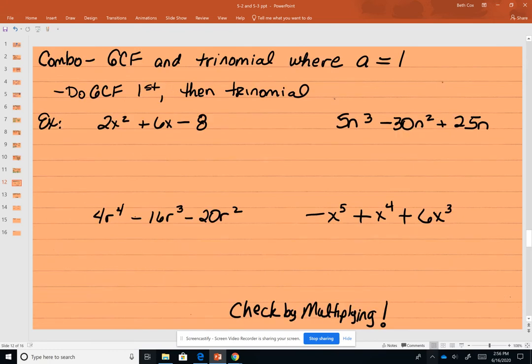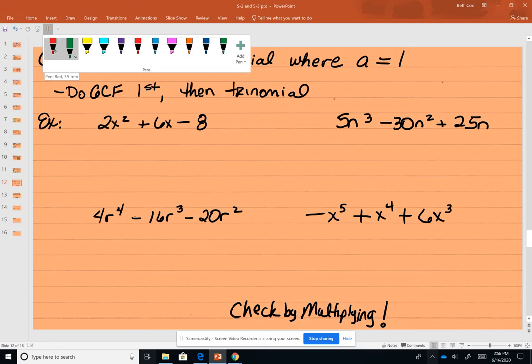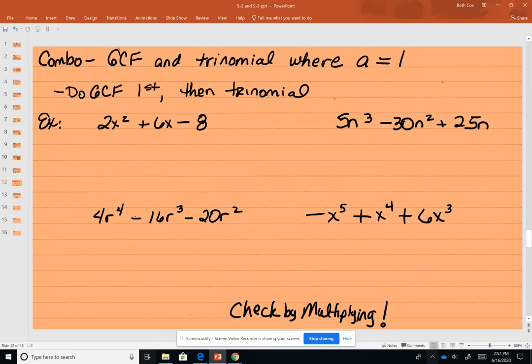All right. So now, practice those a lot. This time we're going to throw in a combo problem. Combo problem, I'm not ready for a combo. Sure you are. Combo problem. First thing we're going to do is find a GCF. Then we're going to do our trinomial. So now if we look to see if there's a GCF, and there is. It's a 2. So 2 is a GCF.